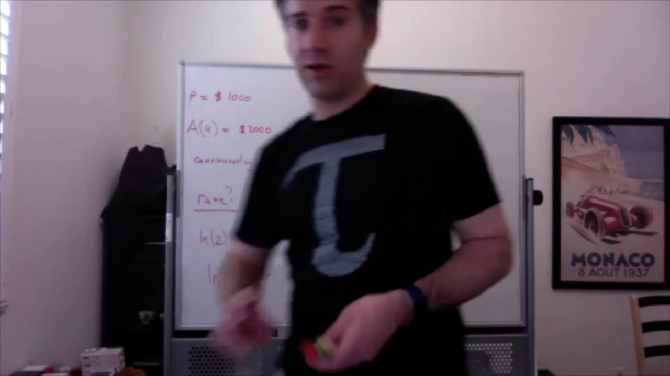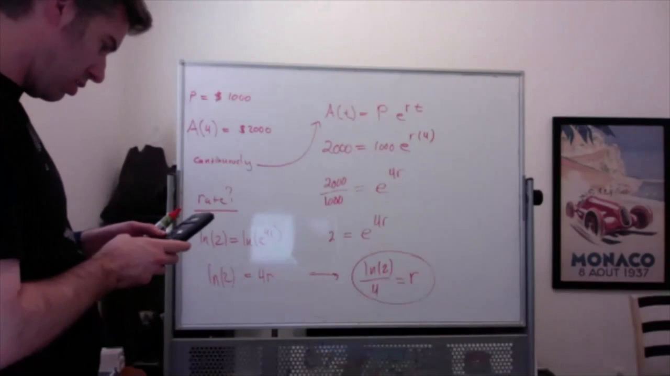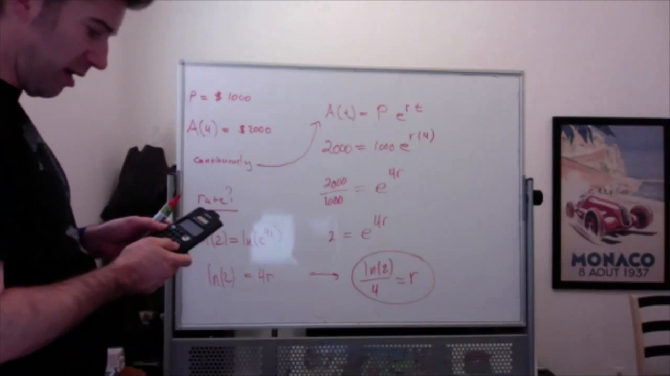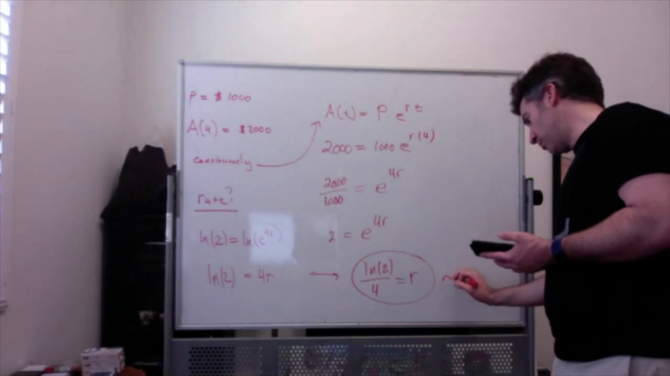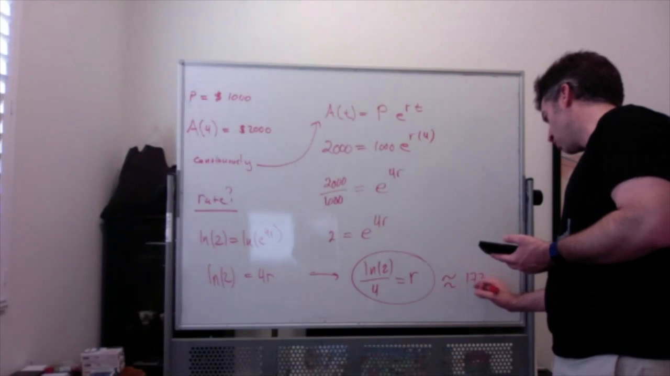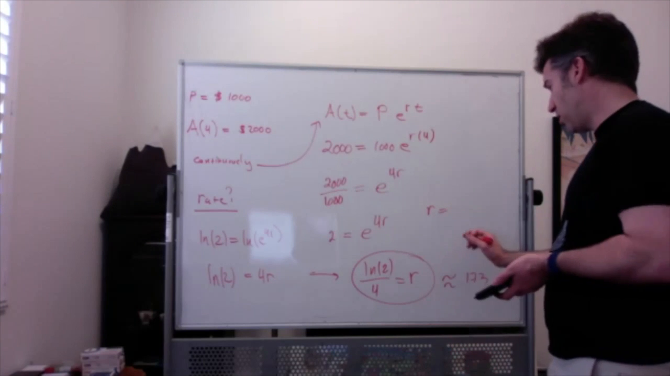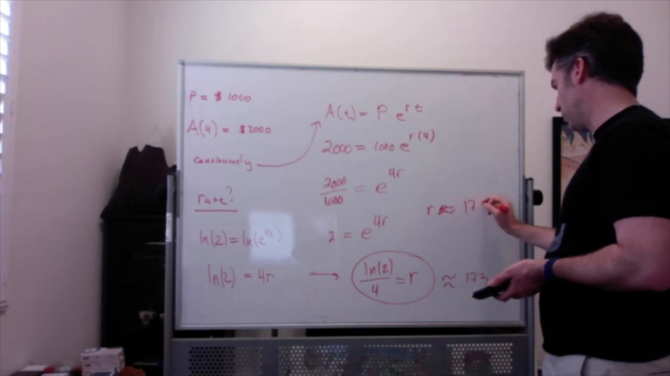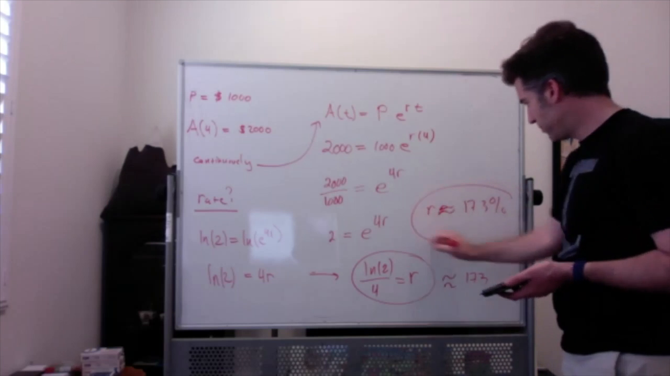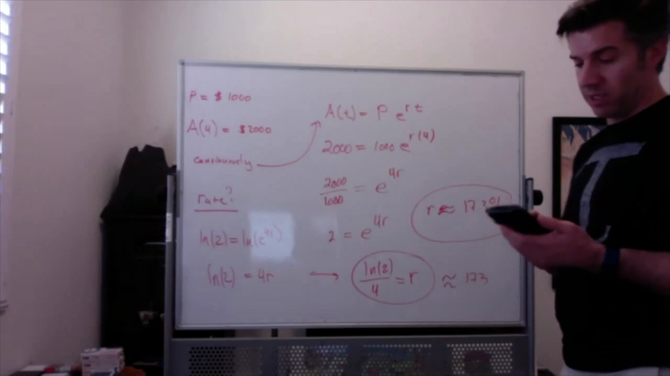And then if you use a calculator to approximate that, the natural log of 2 is about 0.69, divided by 4 is about 0.173. So r is about 0.173, or written the way we probably should write it if we're answering a question, r is about 17.3%, which is a pretty high interest rate, right? You have to have a high interest rate to double your money in 4 years.